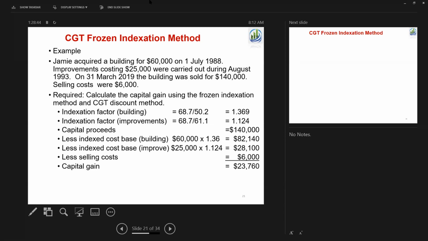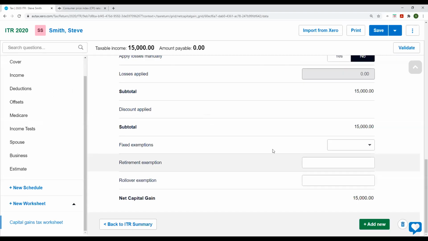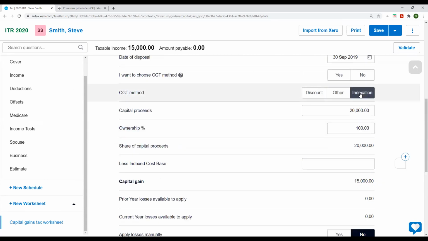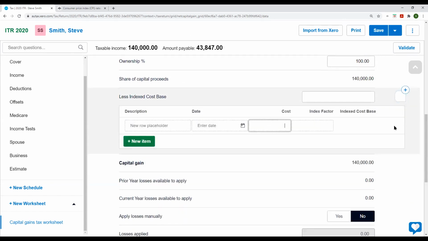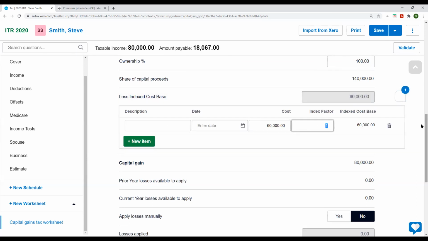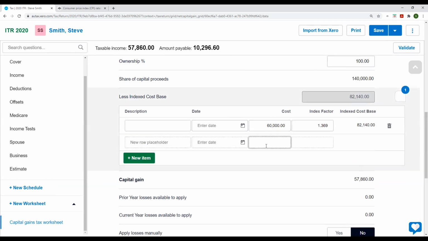We will now go and share that in our XPM and see how we are going to do this example, right? So you select the indexation method, how much is the purchase price, how much are the sales, 140, right? $140,000. You click here on indexation. So what is the first cost? The first cost is $60,000. How much is your indexation factor? You calculated 1.369. What is the second one? $25,000. What is the indexation factor?